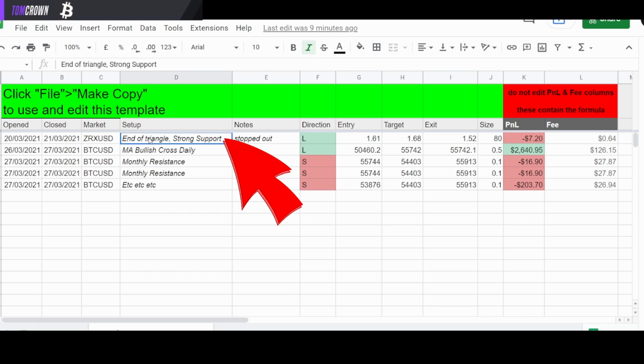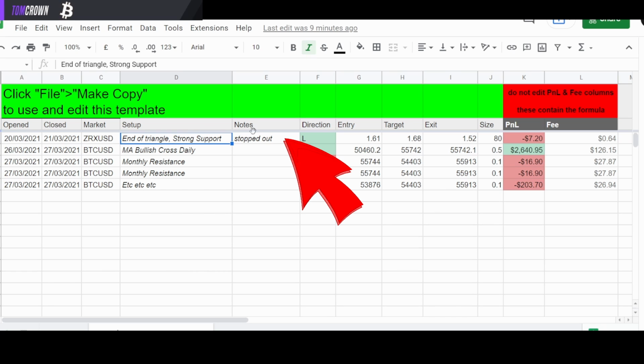You're going to fill this in before you make the trade. This is going to be your reasoning, why you're taking this trade. What's the reason? Is there support, so you're looking to go long? Is there resistance, so you're looking to go short? Write your thoughts down. This is going to be really important when you go back and reflect on these trades. In notes, you can put things like stopped out, closed in profit, closed early.